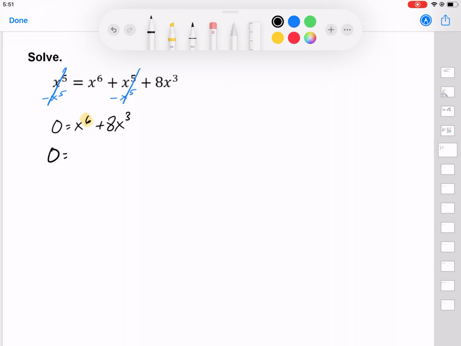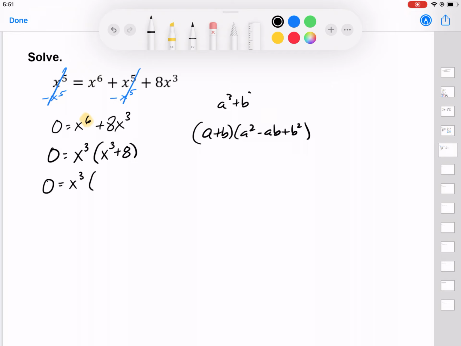So we've got 0. I'm going to take out my greatest common factor, which is x cubed, and then you have x cubed plus 8. And then x cubed plus 8 factors more. You use that special formula for a cubed plus b cubed, a plus b times a squared minus ab plus b squared. So that's the formula right there. So I'll have x plus 2 and then x squared minus 2x plus 4, because our a is x, our b is 2, because the cube root of 8 is 2.